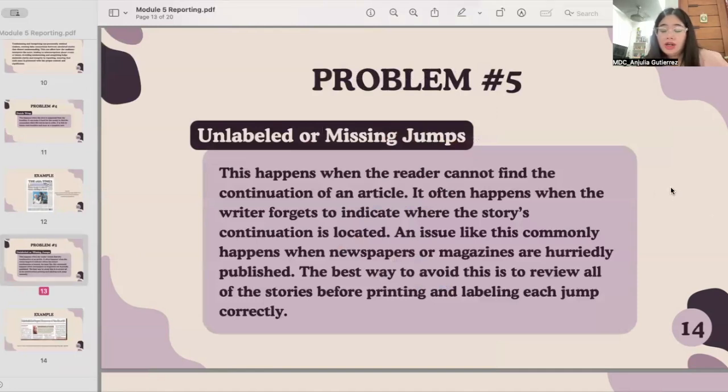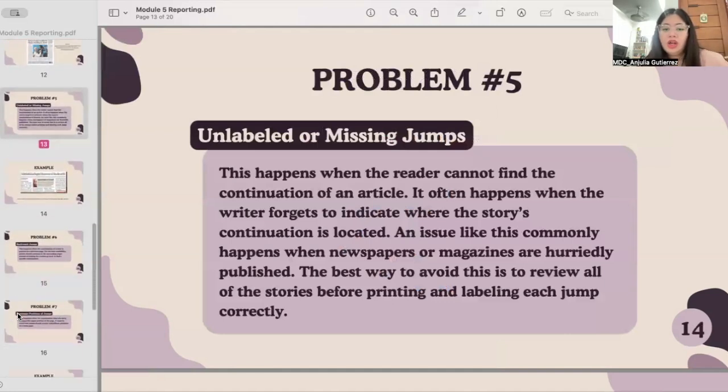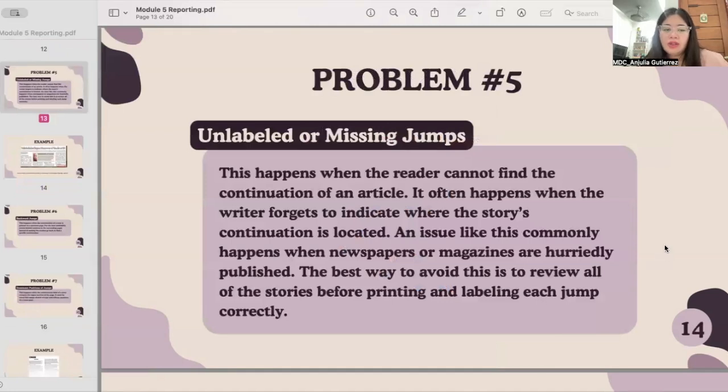So this is quite an important one. This happens when the reader cannot find the continuation of an article. It often happens when the writer forgets to indicate where the story's continuation is located. An issue like this commonly happens when newspapers or magazines are hurriedly published. So the best way to avoid this is to really review all of the stories before printing and label each jump correctly.